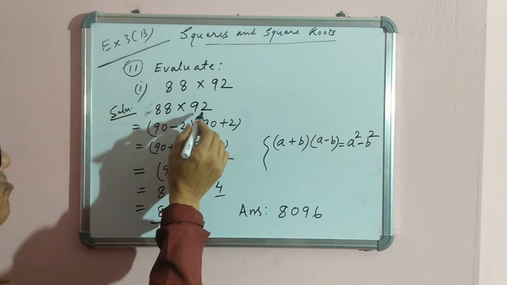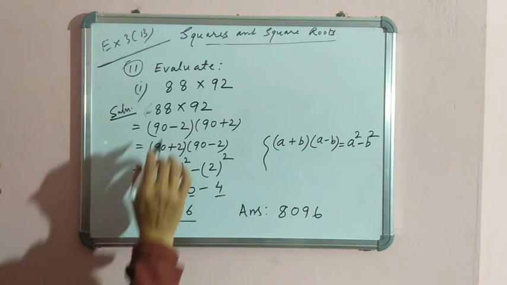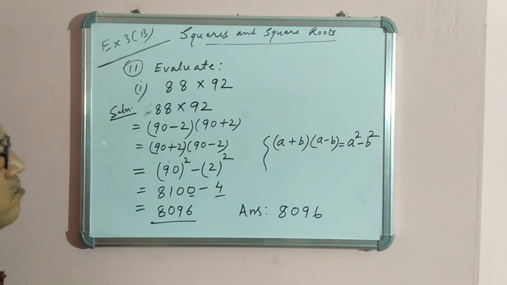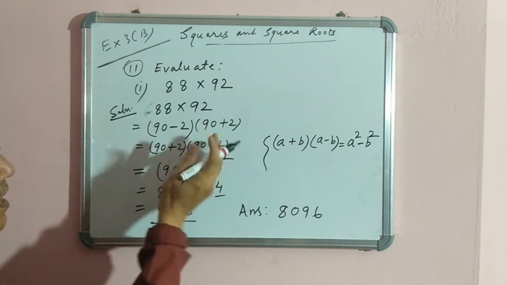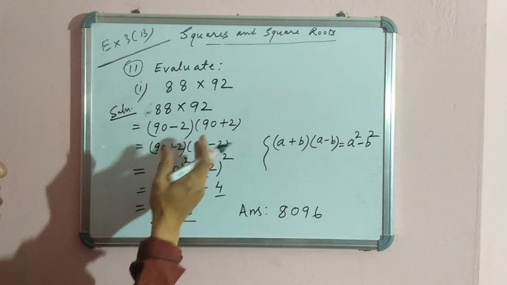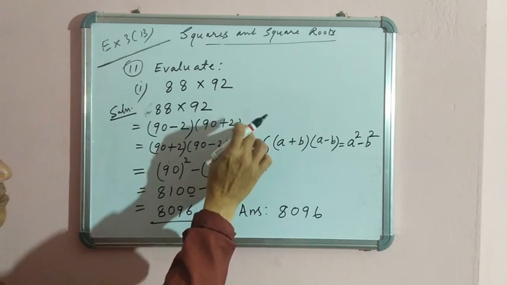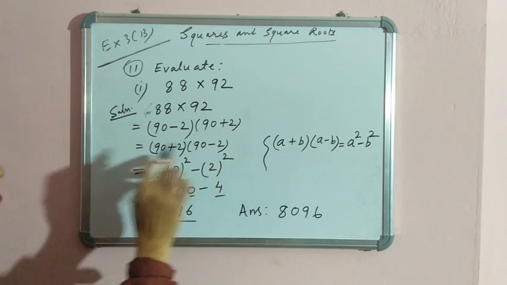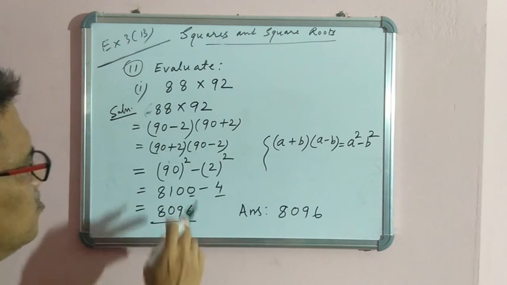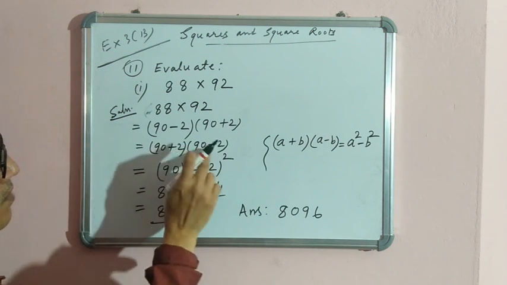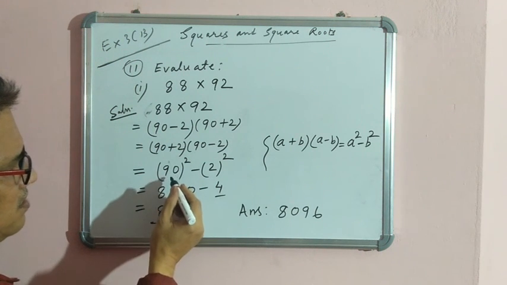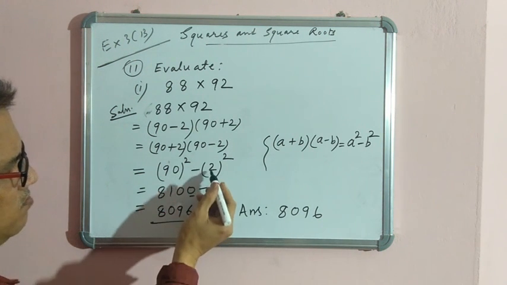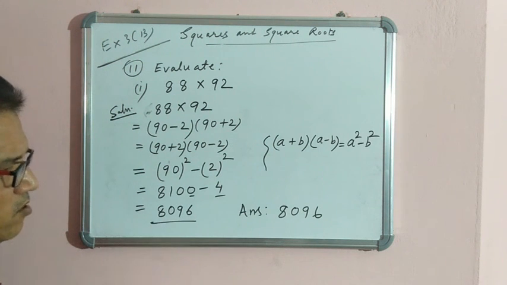88 into 92 was the question given. This was close to 90 and this was also close to 90. So 90 minus 2, 90 plus 2, and the commutative law we have applied here. We can also directly write from this step to this step, but I have written it in this form. So 90 plus 2, 90 minus 2, then A square minus B square. So A is 90, so A square is this and B square is this. So we have got the answer.